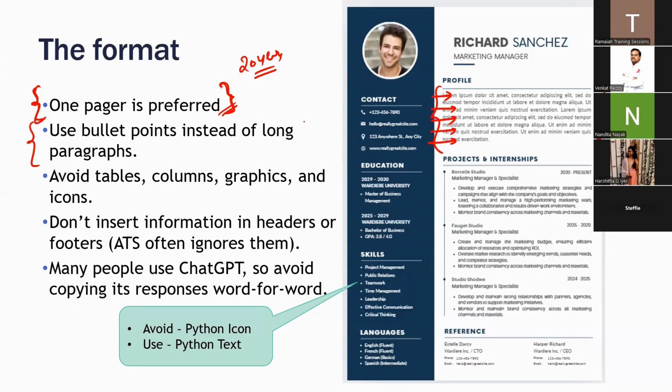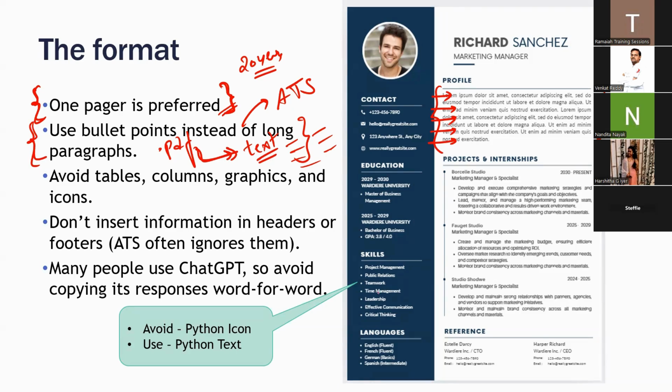Try to use bullet points. Bullet points are picked up by application tracking system rather than paragraphs. What happens is sometimes we upload the .pdf format. That .pdf will be in turn converted into text. There will be some kind of software that will convert PDF into text. Now, if you have a paragraph while converting from PDF to text, there may be some loss of information or misinterpretation of the information. To avoid that, it's better to use bullet points.